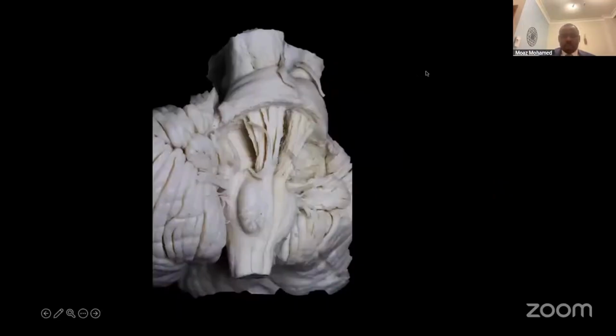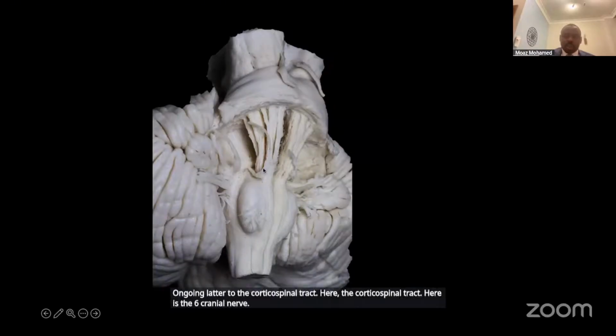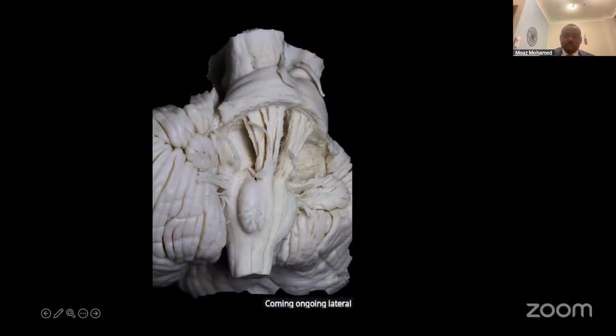This is one of my dissections. I showed here the 6 cranial nerve coming and going lateral to the corticospinal tract. Here is the corticospinal tract. Here is the 6 cranial nerve coming and going lateral to it and superior to the olive in supraolivary sulcus here.